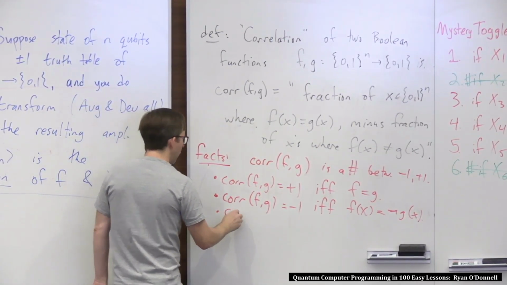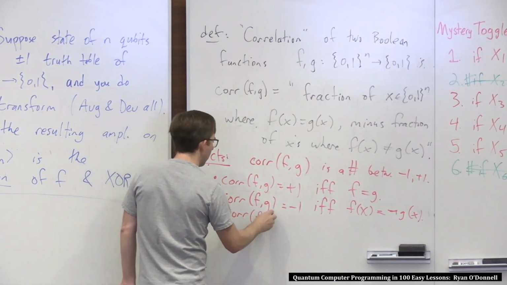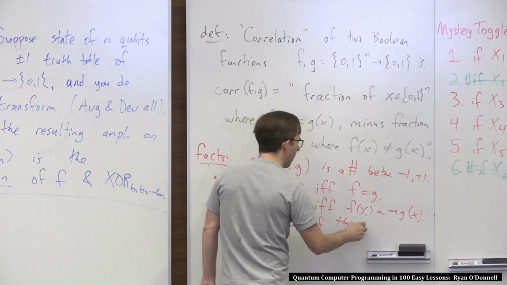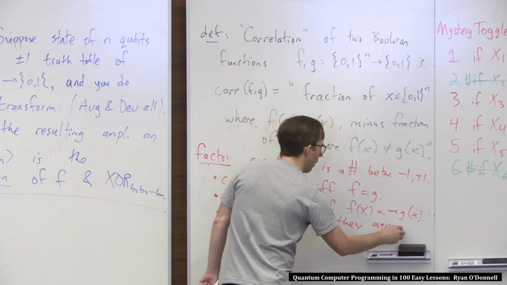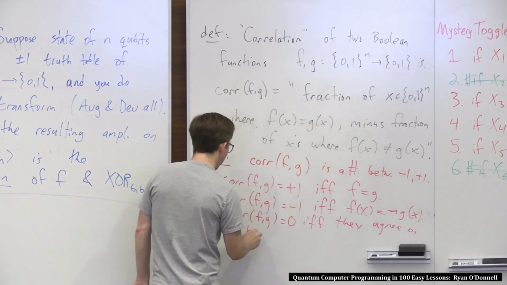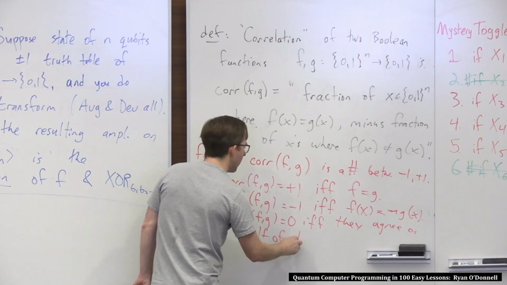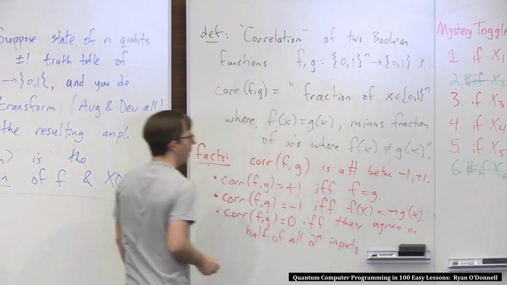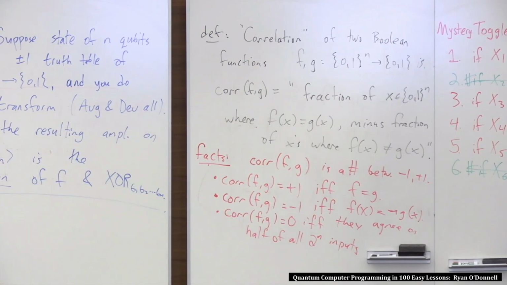What does it mean if the correlation of f and g is 0? Well, it means they agree on half the inputs, half of all 2 to the n inputs. Because then the fraction where they disagree is also a half, and the difference of a half and a half is 0.